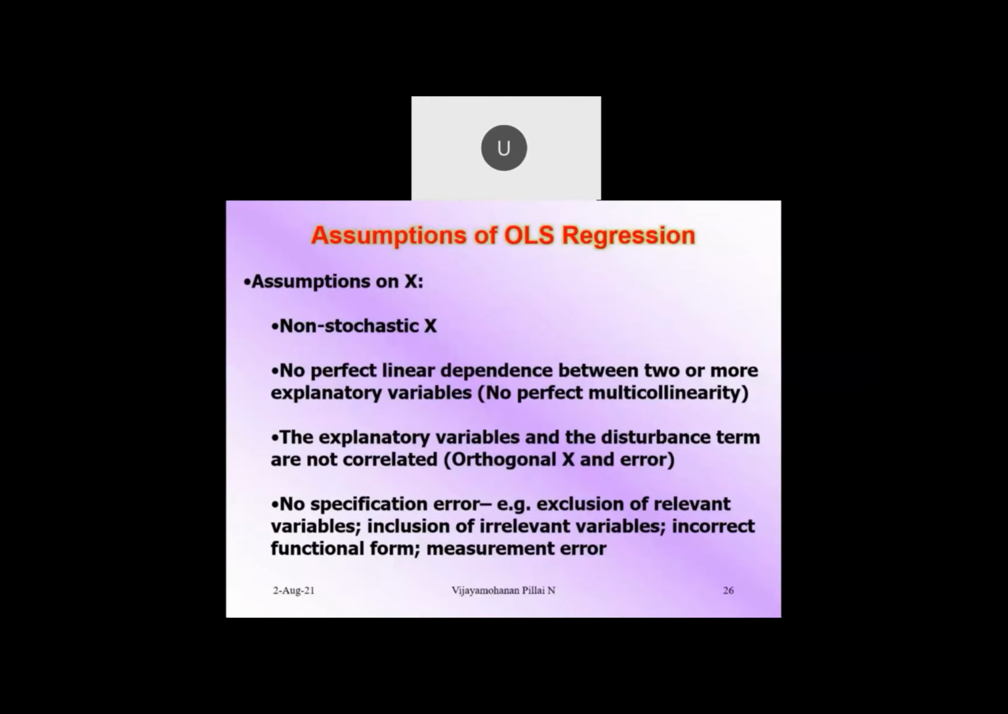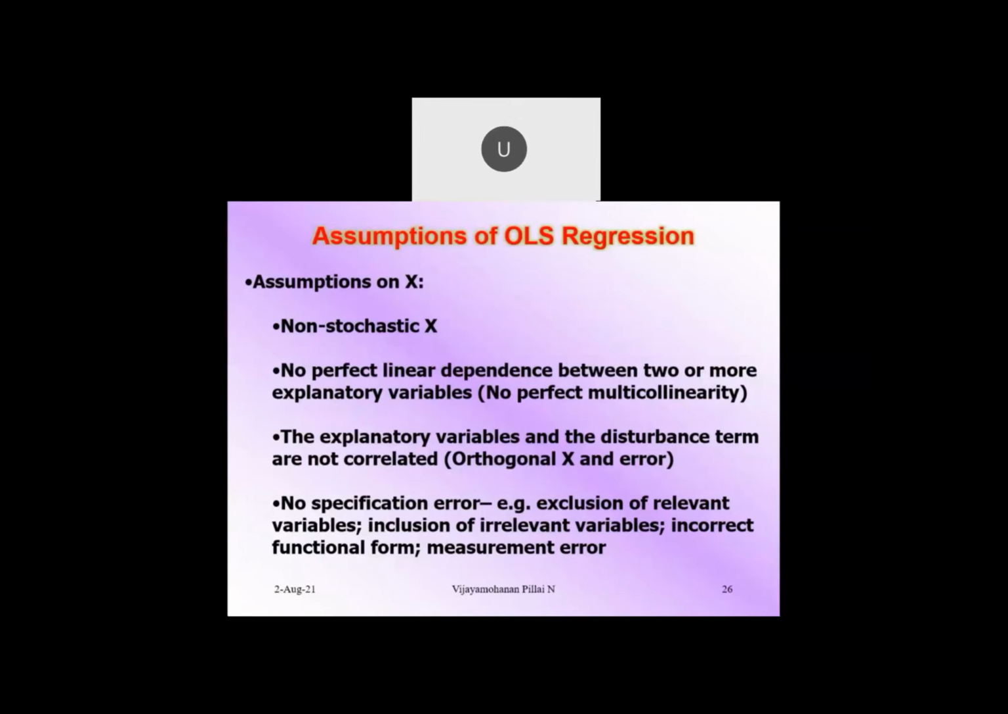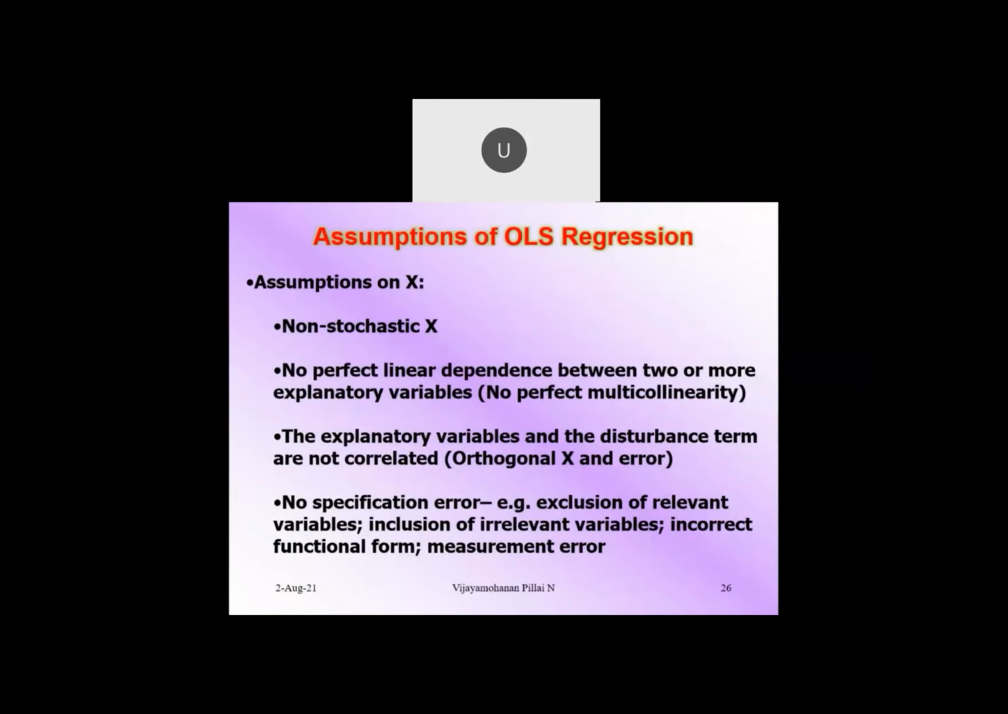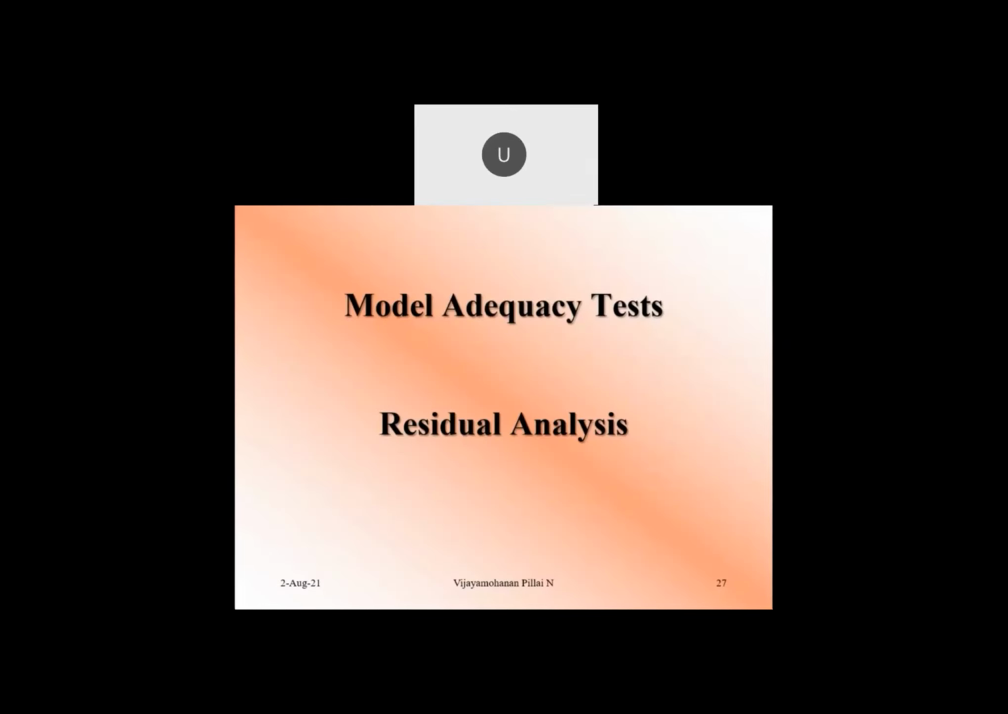Now, how do we find whether these assumptions are satisfied or not? So we are coming to what is called the model adequacy test. And this model adequacy test we carry out on the residuals that we get from our regression. You know the residuals we are getting from subtracting the estimated value from the original value. So we analyze this residual to find whether our model is adequate or not.